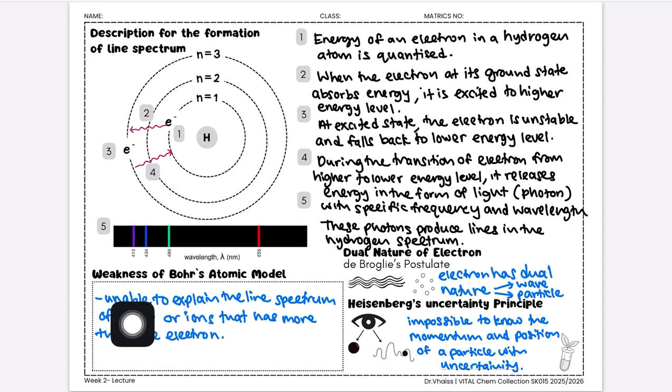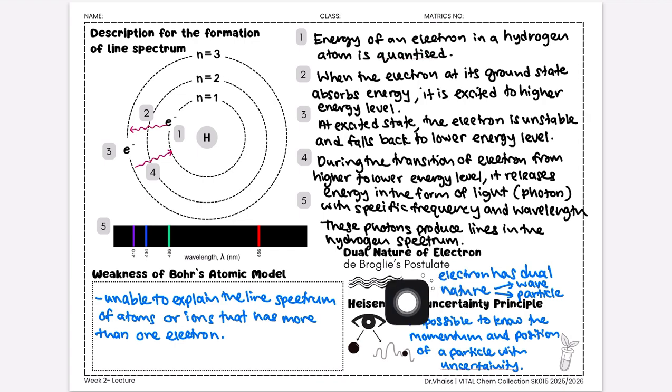Alright, and before I end the video, I'll just recap on the weakness of Bohr's atomic model. We have actually seen 4 weaknesses of the Bohr atomic model. I'm just going to highlight the main one over here, which is why we are not continuing the use of Bohr's atomic model. Bohr's postulate is unable to explain the line spectrum of atoms or ions that have more than one electron.